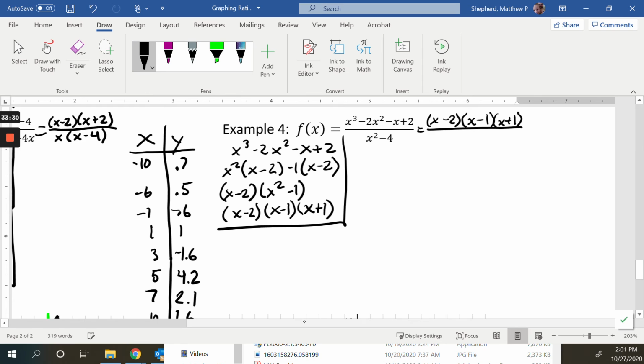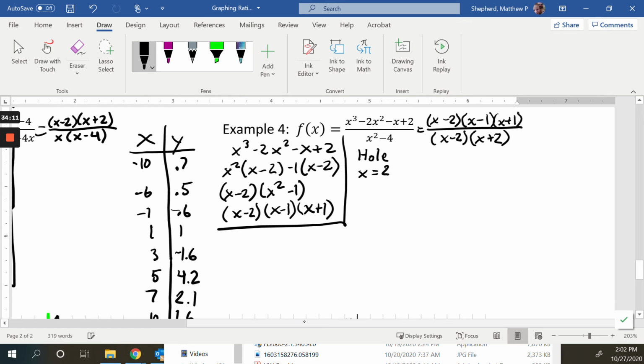The bottom is also a difference of squares that would separate into x minus 2 and then x plus 2. So something very important to see right here. Notice we finally have that situation where the numerator and the denominator are going to equal 0 in the same place. So rather than waiting till later, I'm just going to state it right now. We are going to have a hole where x is equal to 2.